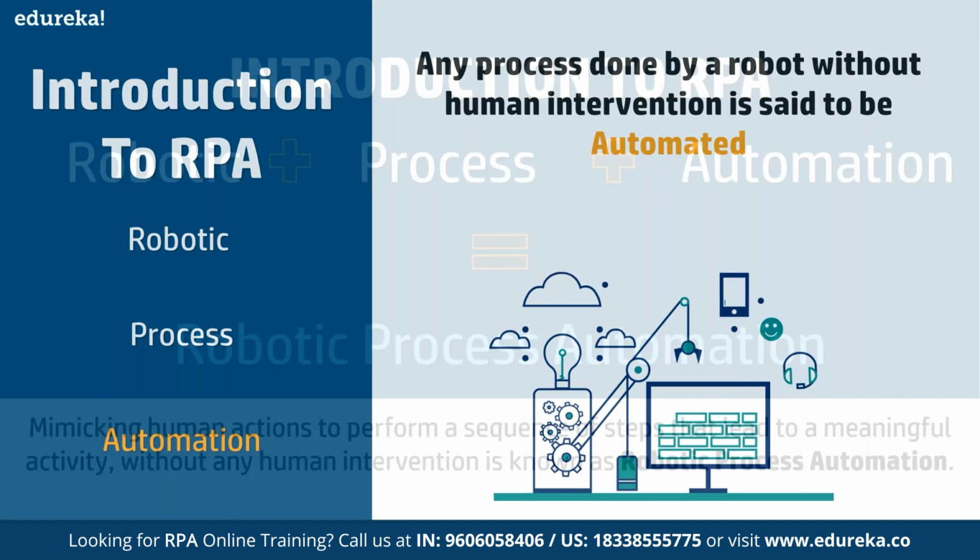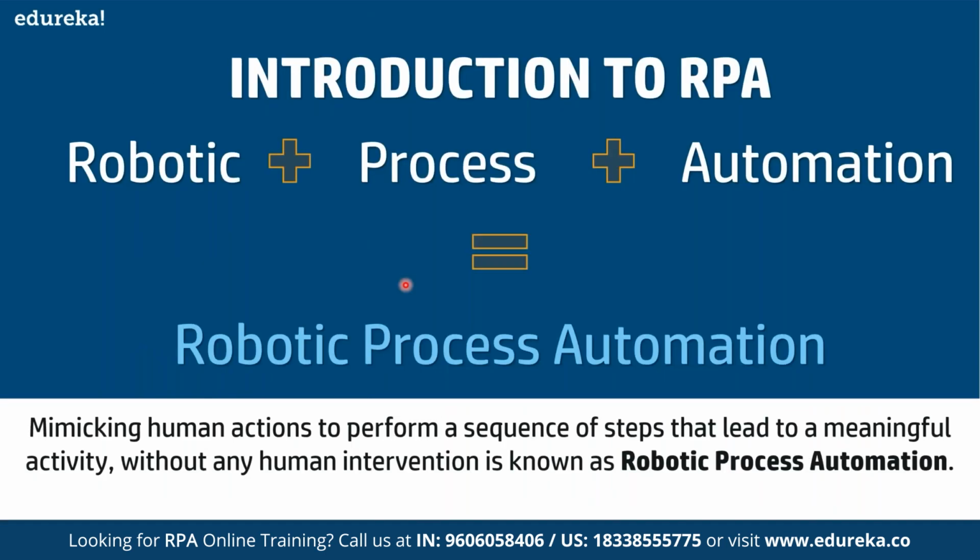So in RPA, using software components, the software is able to mimic human actions, and using those actions we are able to perform automation without requiring any human intervention. All in all, this is how we work with robotic process automation.